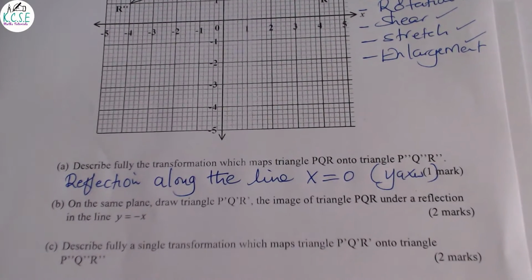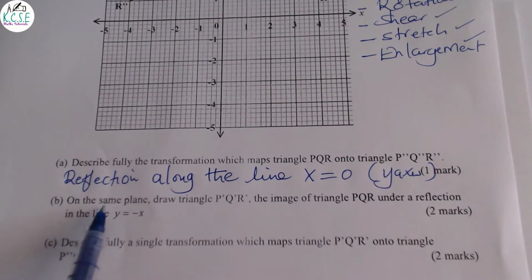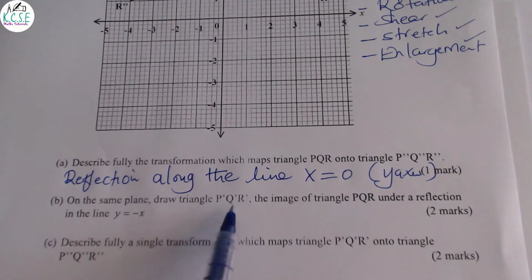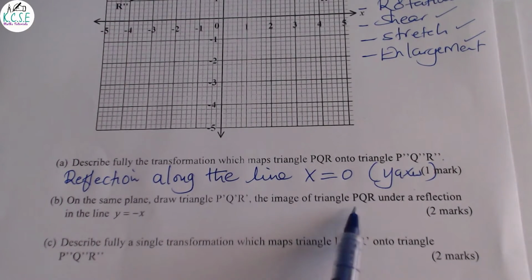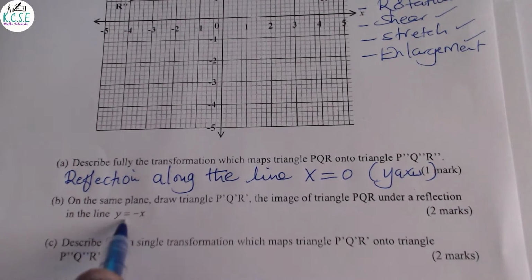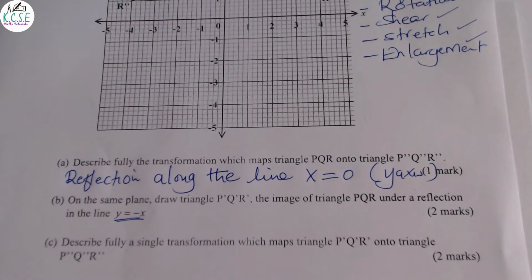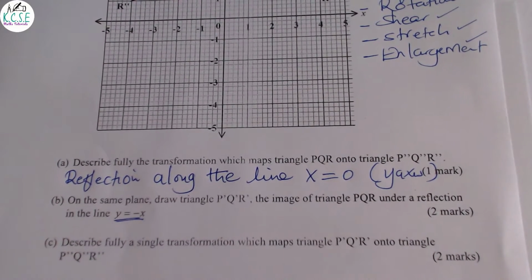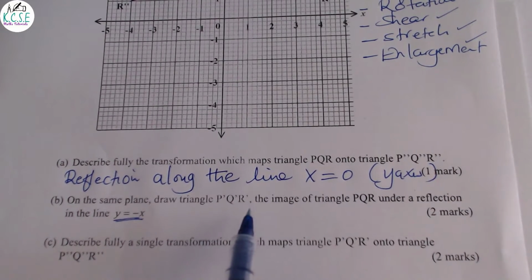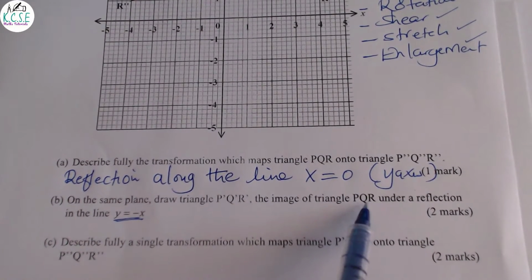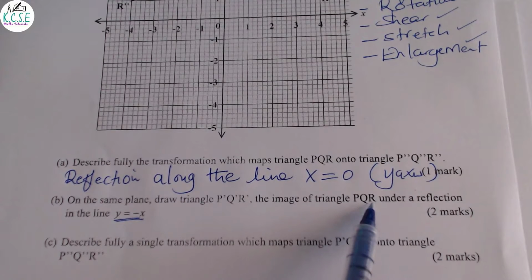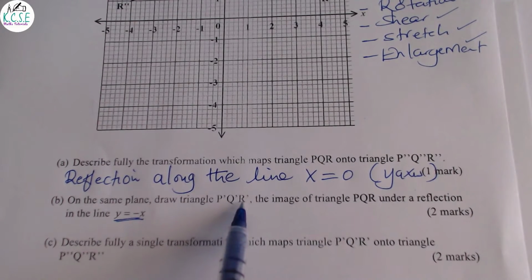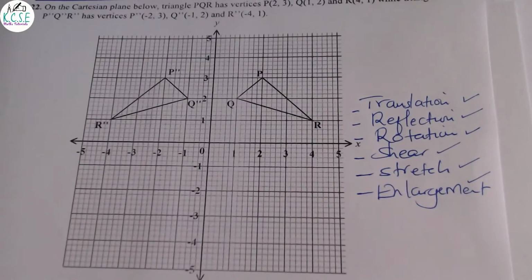Then the other part of the question, part B: on the same plane, draw triangle P prime, Q prime, R prime, the image of triangle PQR under a reflection in the line y equals negative x. For this kind of reflection, first of all you have to understand which line that is, and which image you need to reflect. The object PQR should give P prime, Q prime, R prime under that reflection. So you need to understand which line that is.